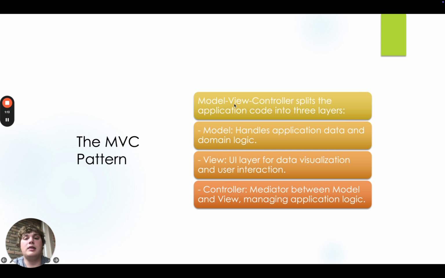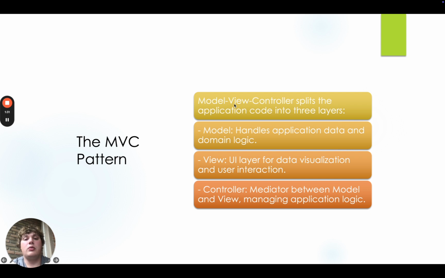The view is all about the user interface, or UI. It displays the data provided by the model and allows user interaction. Think of it as what the user sees on their screen: the buttons they click, the forms they fill out, or the animations they watch. The view's job is simply to display data and capture user inputs without performing any business logic.